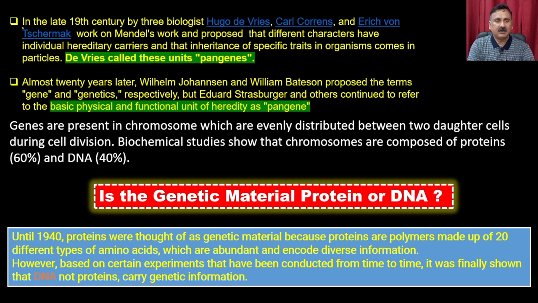So in the late 19th century, three biologists, Hugo de Vries, Carl Correns and Erich von Tschermak, worked on Mendel's work and proposed that different characters have individual hereditary carriers, called particles, for the inheritance of specific traits in an organism. De Vries actually called these units pangenes.